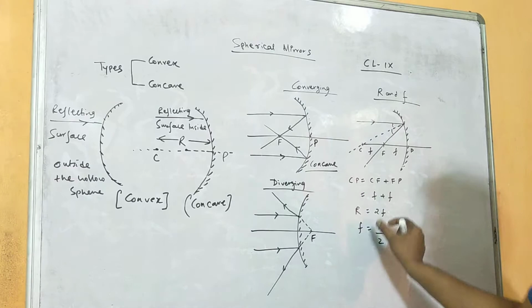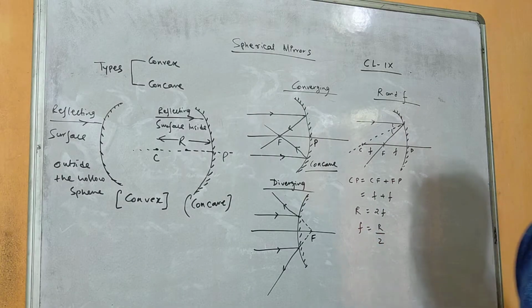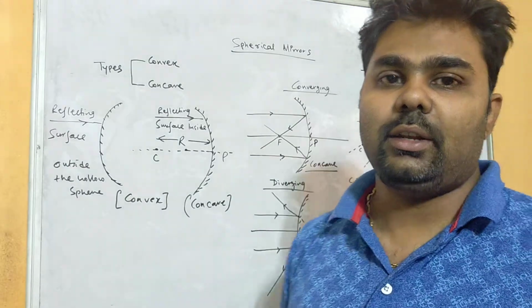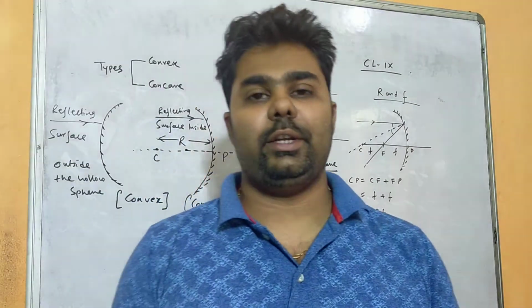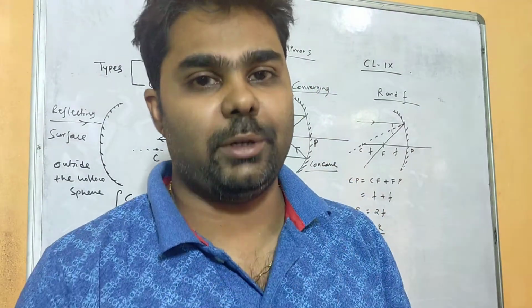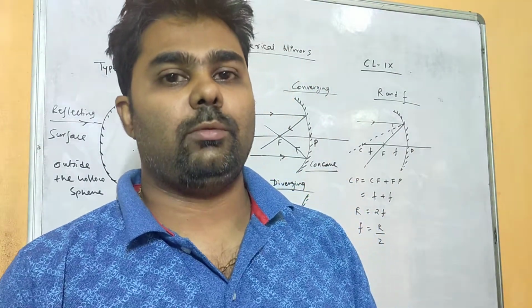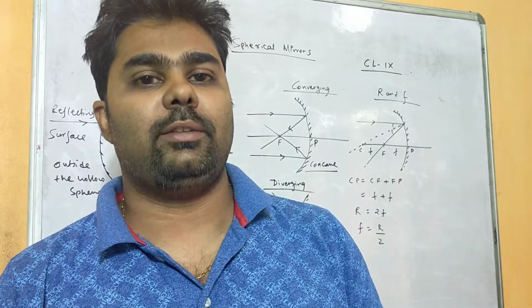So F plus F is 2F. That means F equals R by 2. So this is the relation between focal length and radius of curvature. If I say the radius of curvature of the mirror is 15 centimeter, then what will be its focal length? That means 15 divided by 2, that is 7.5.